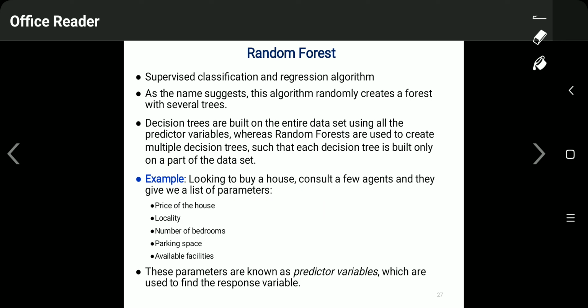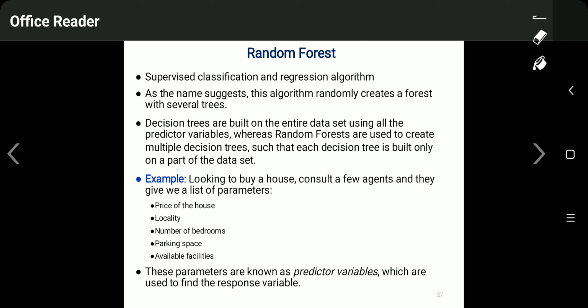Instead of constructing a single decision tree, we construct multiple decision trees. That is why it is called a forest, and that creation is done randomly. That is why this concept is known as random forest. This is a supervised classification and regression algorithm. As the name suggests, this algorithm randomly creates a forest with several decision trees. It is built on the entire data set using all the predictor variables.